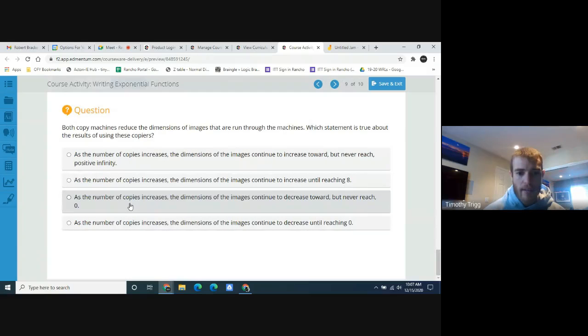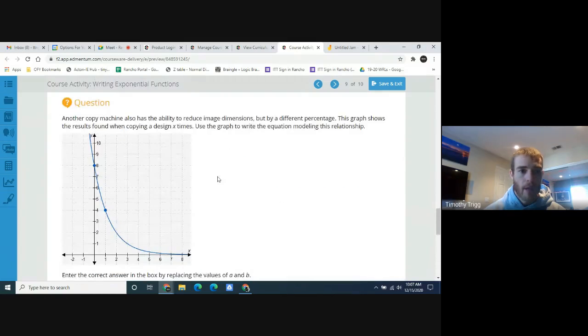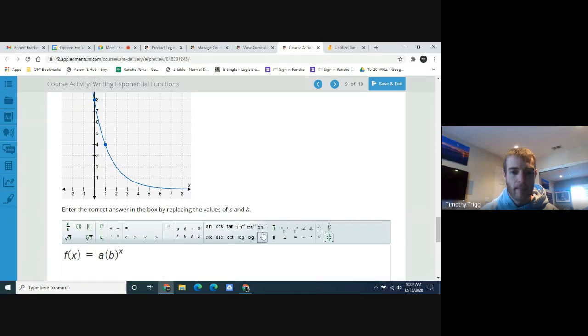As the number of copies increases, the dimensions of the images continue to decrease toward, but never reach, 0. I would say that sounds right. As you go along this, notice we're decreasing. So as X values go up, this graph is decreasing and it's approaching 0. You see how the graph is approaching the x-axis? It's approaching a dimension of 0. You can imagine as they go down, down, down, the size of it approaches 0. But it'll never actually touch 0. It'll never actually cross the x-axis.